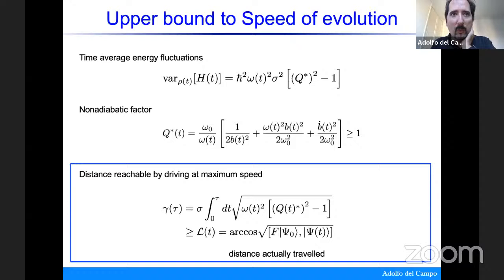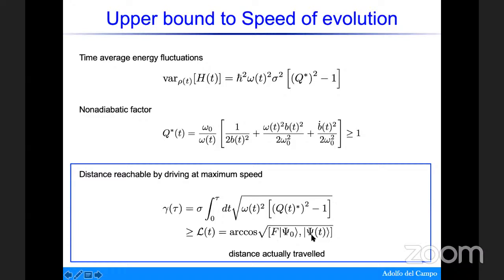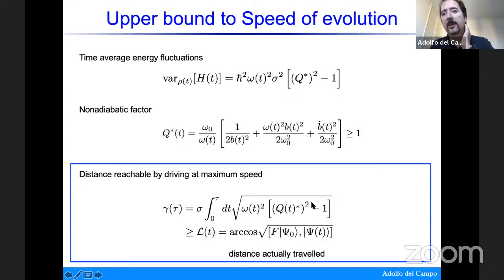We can go ahead and try to probe this kind of speed limit, where we remember that the distance traveled by a quantum state, which was given in terms of the fidelity, is upper bounded by the integral of the energy dispersion. So this is something we can test. We could do many other tests. We could look at the rate of change of the Bures angle explicitly, and we can also extract it, obviously.